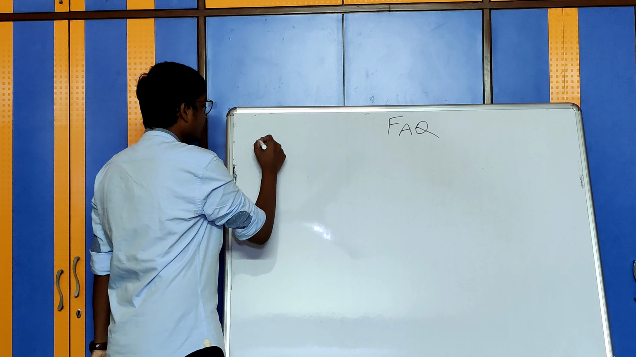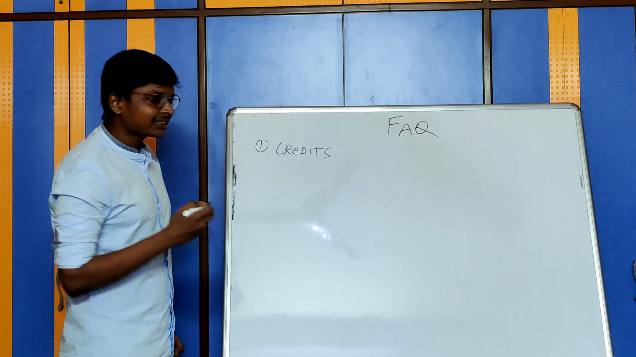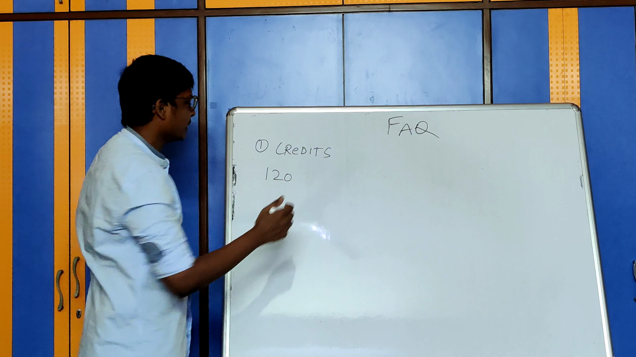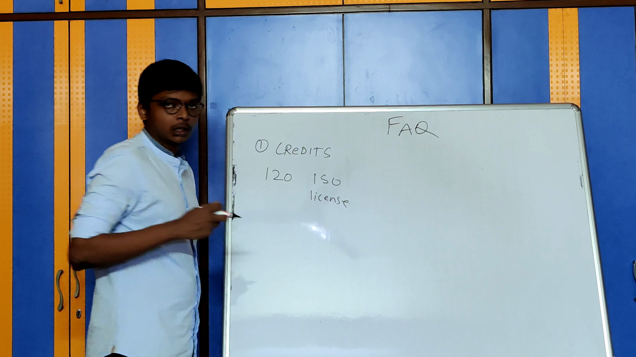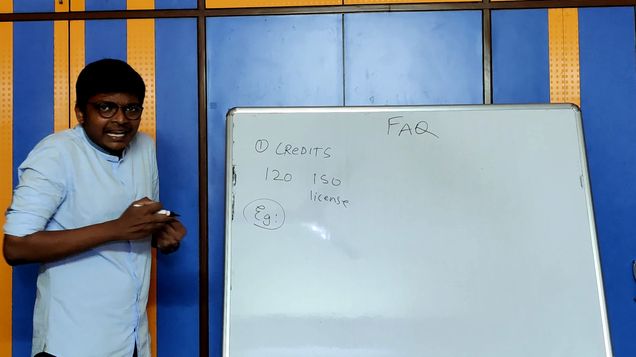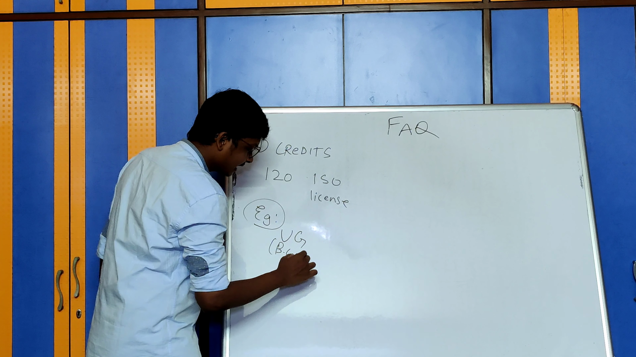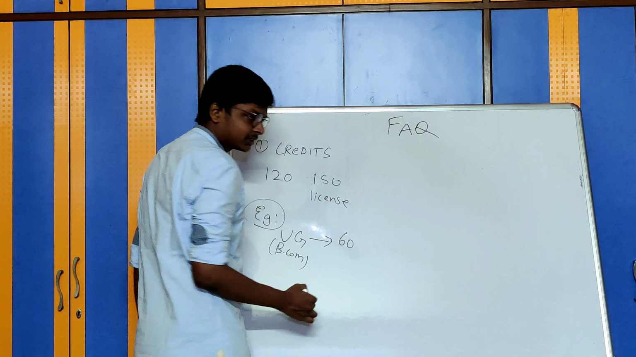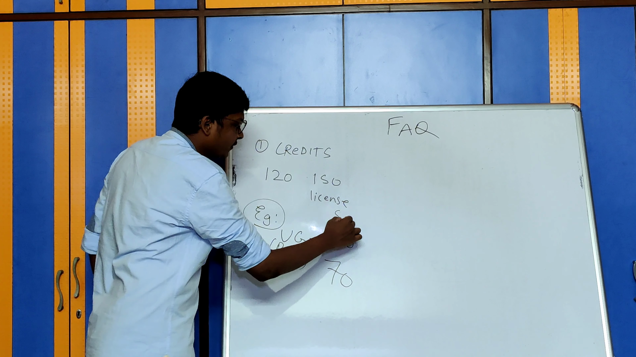First, coming to the credits part. We have already discussed that we need 120 credits to be eligible to write the exam and 150 credits to get the license. Now, these are not the actual numbers. For example, let's say your UG degree, BCom, in one particular state carries 60 credits, then in some other state it might carry 70 or 50 credits.